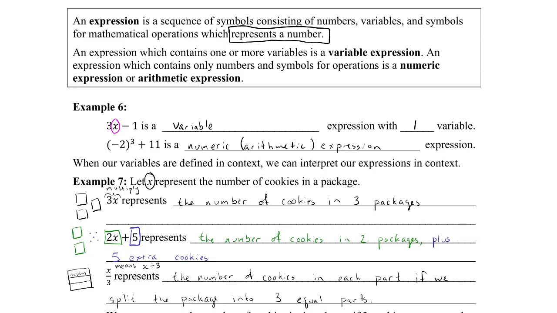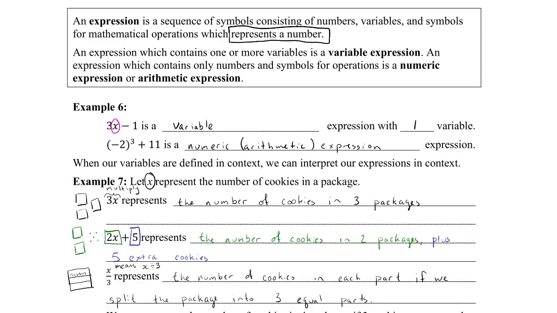Now, it makes a less pretty picture, so I didn't draw it. There's another way of thinking of x divided by 3. Another way of thinking of x divided by 3 is, if we divide the package into groups of 3, how many groups do we get? That is, if we give everybody 3 cookies, how many people can we give cookies to?